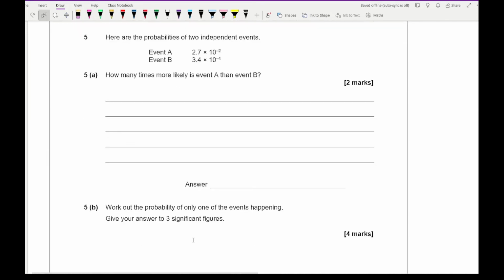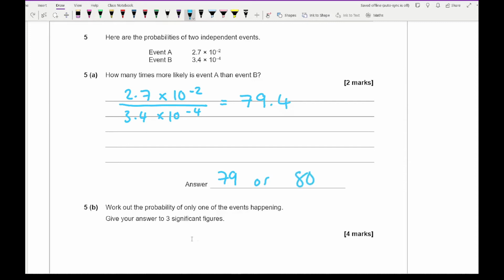Moving on to question 5, it says here are the probabilities of two independent events. How many times more likely is event A than event B? So for this, what we've got to do is divide the probability of event A by the probability of event B. And if I type that into my calculator, I get an answer of 79.4, and they would accept any answer of 79 or 80 times more.